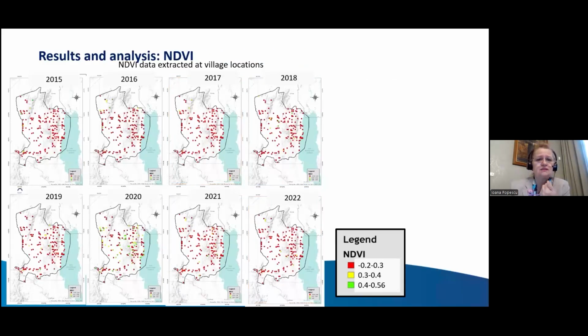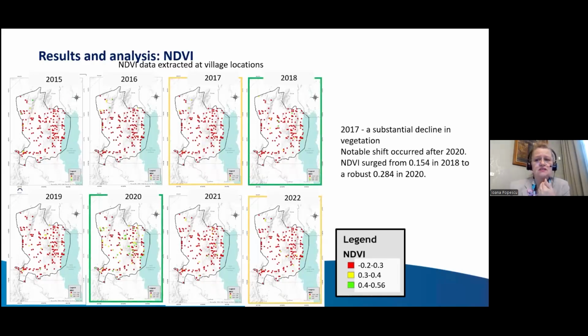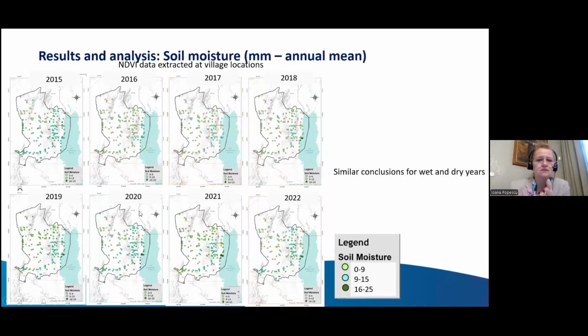At the same time, NDVI data extracted for the same area was analyzed, and again you can see a substantial decline in the vegetation after 2020, while in 2018 and in 2020 there is a good vegetation cover. A similar conclusion was drawn for the soil moisture in these years. And what I want to say is that by looking at these three components, one can determine the area where there is a depletion of resources.